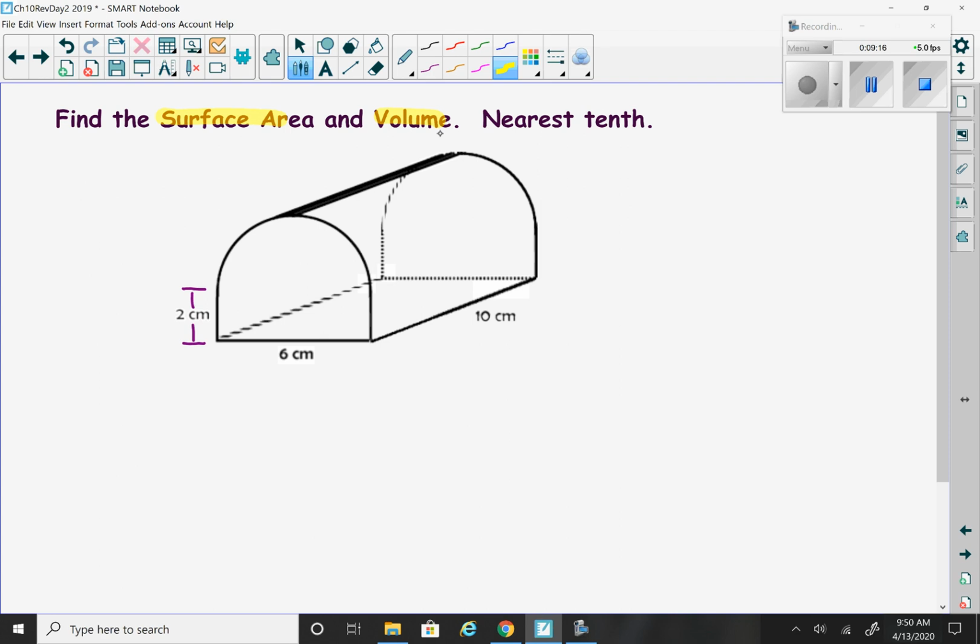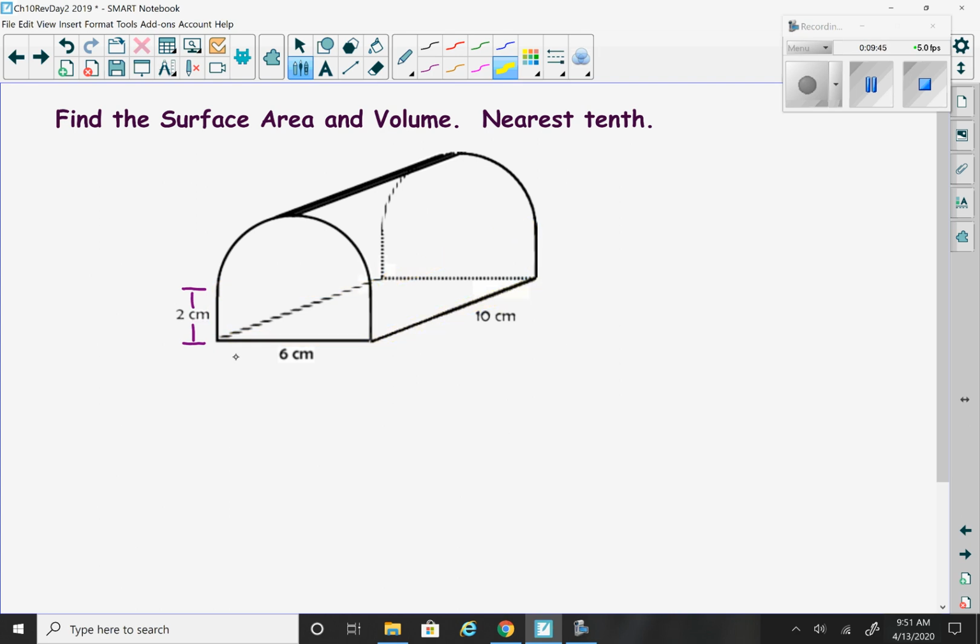So notice that you have what looks like a box, a rectangular prism, with a half cylinder on top. So it's like they took a box and stacked a half cylinder on top. So for surface area, you want to find the area of all the surfaces and add them together. And then for volume, you're going to find the volume of the rectangular prism, right? And then add to it the volume of the half cylinder. Remember, it's a half cylinder.